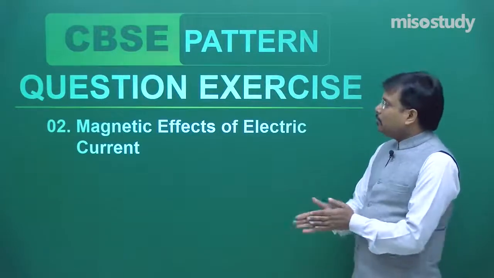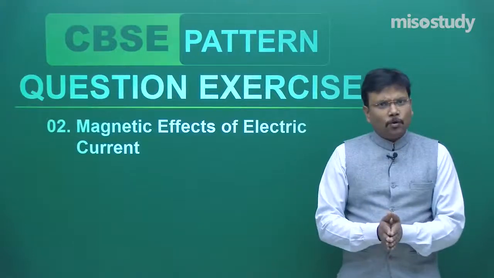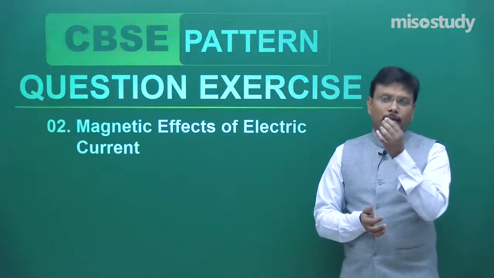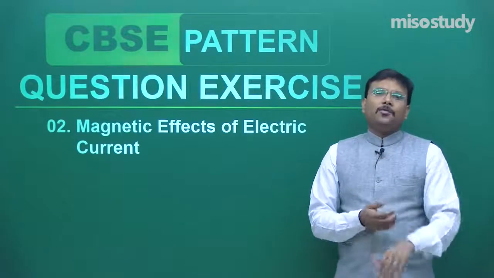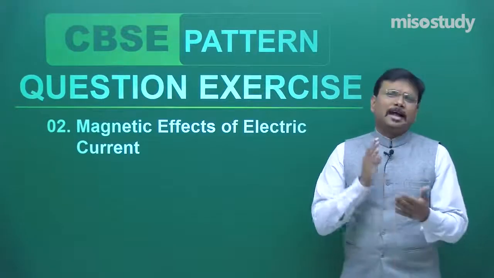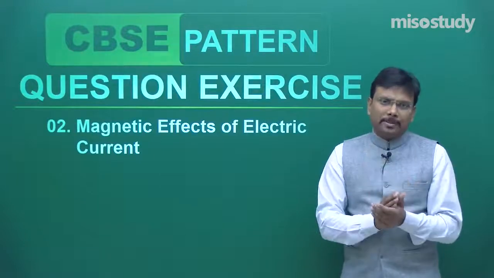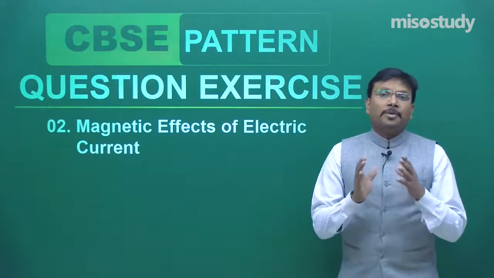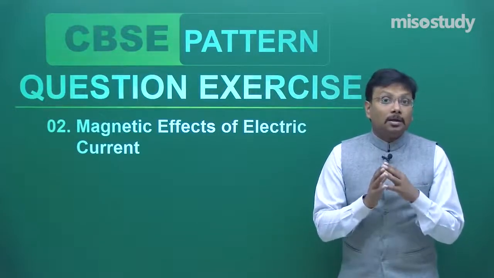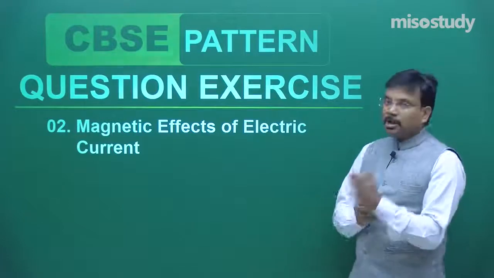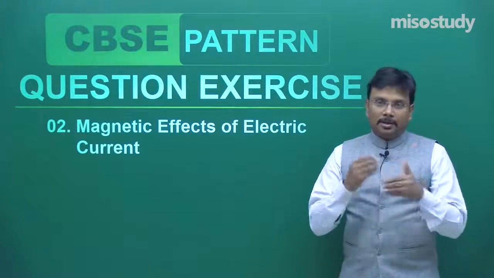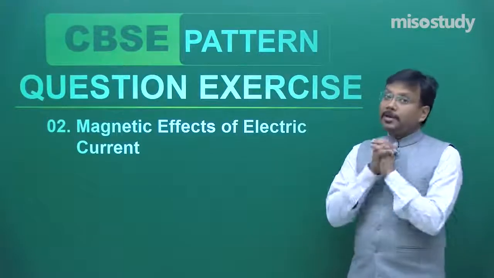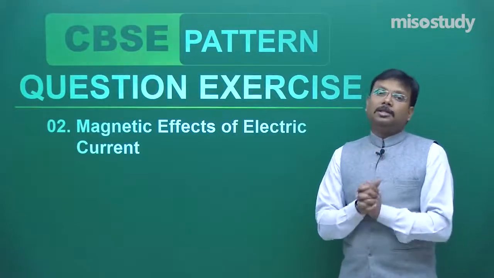This chapter is the second chapter of physics, magnetic effects of electric current. The same procedure I will follow: a few questions in a specific category, then a few more in some other category, like short answer, very short, multiple choice, long answer, or HOT, which means high order thinking skill. Before each question set, read the set of instructions only, then proceed.